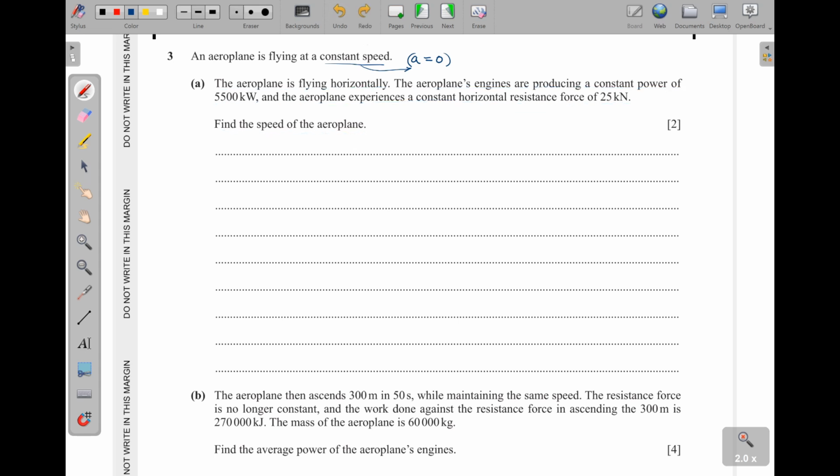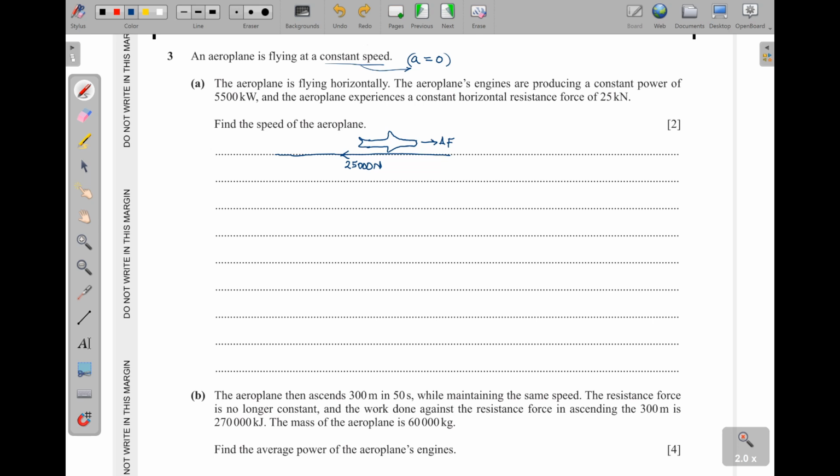Now, in mechanics, remember I always say that you master the art of drawing, and then you allocate the forces that are acting on a given particle. So if, let's say, this is my plane here, it will have a driving force, and then it has a resistance force this way. They have given it to us as 25, then 1,000 newtons, kilo. Okay, that is that.